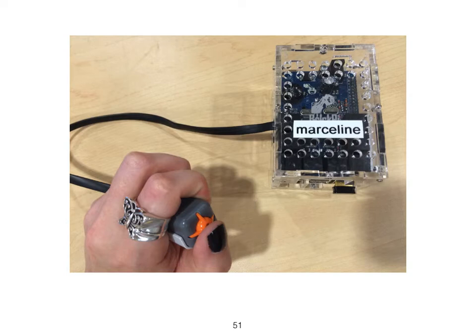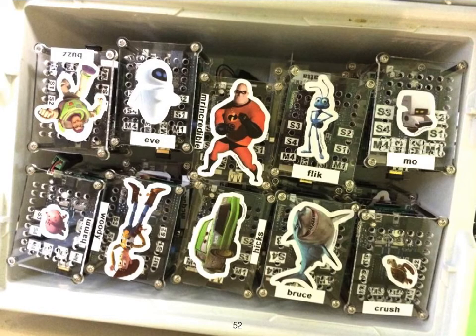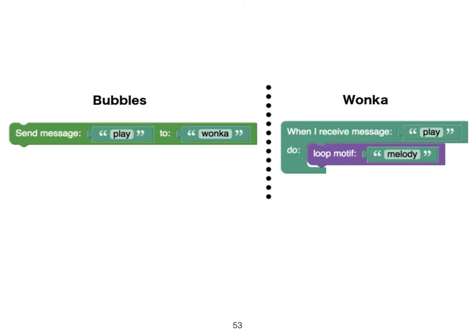And they program these devices to respond to these inputs and communicate with each other over the network. Typically, when we go into a classroom, we bring buckets of these devices, and each one has a unique name, such as Bubbles or Wonka. And the programming model is that students can pretty easily write code to send messages between devices. Here's an example of code from Bubbles to send a message to Wonka, and an example of a program on Wonka to handle the receipt of such a message by starting to loop a melody.